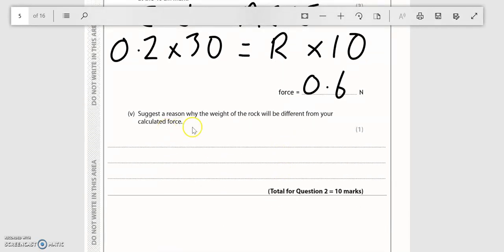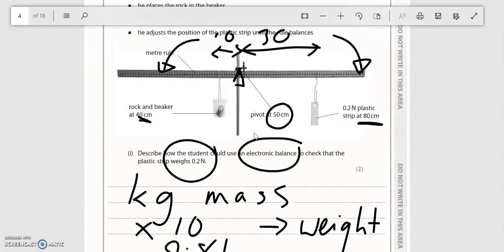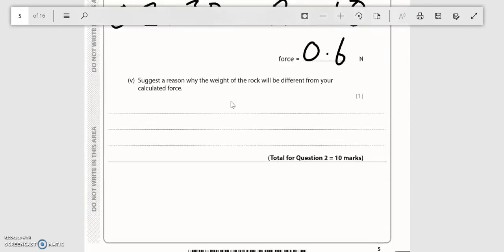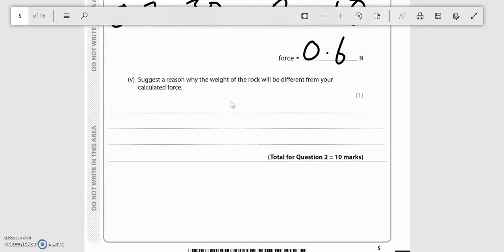Okay, so being realistic, suggest a reason why the weight of the rock will be different from your calculated force. Now that's 0.6 newtons when you look back at the practical equipment. It's not just the weight of the rock, it's the weight of the rock and the beaker. So that's why it's going to be different. You need to subtract the weight of the beaker from your calculated force.